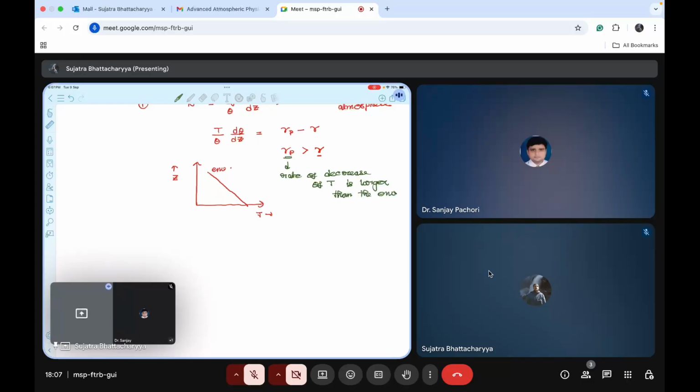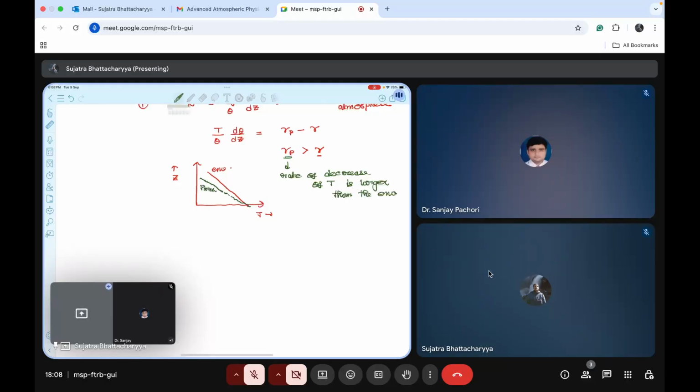Because gamma's definition is the rate of decrease of temperature. So if gamma P is greater than gamma, that means the parcel temperature decrease rate is much larger. That means it is decreasing faster. The temperature is decreasing faster, something like this for the parcel. Okay, so this is for the parcel.